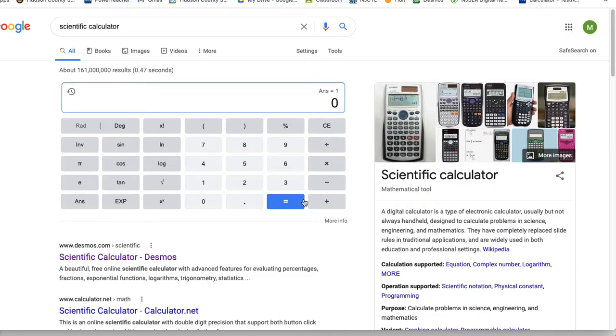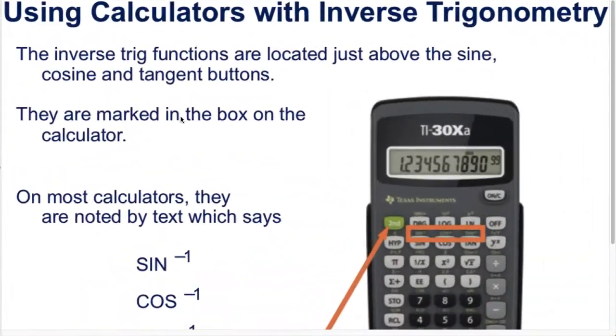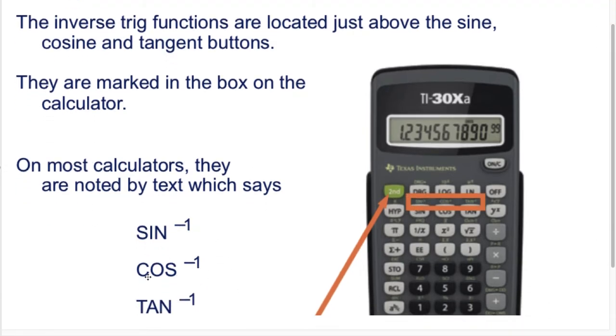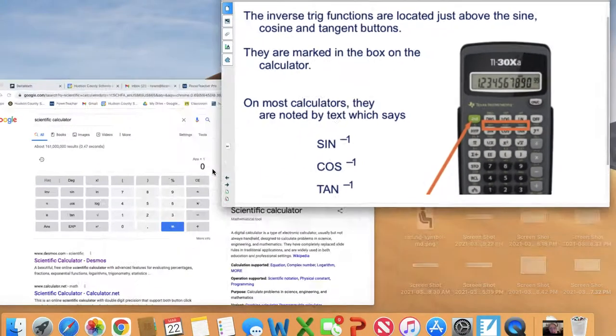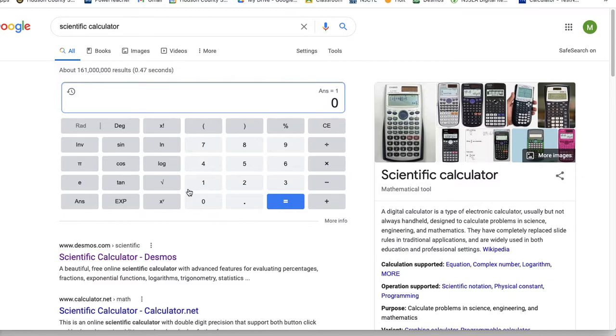On any scientific calculator, you should have this symbol right here. Above sine is sine to the power of -1. This is read as inverse sine, inverse cosine, and inverse tangent. They can be found on the same buttons, sine, cosine, and tangent. You just have to press shift. If you have a calculator like mine, you press shift or second and then press sine, and that should give you the inverse sine function. If you click inverse sine, you should see it.